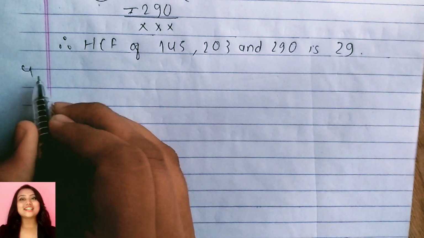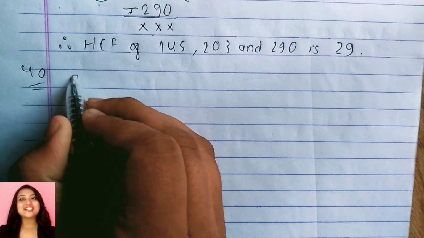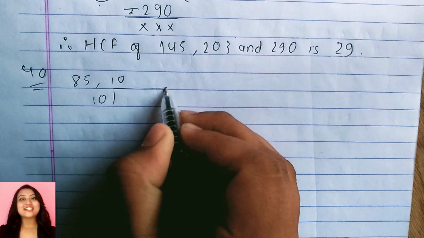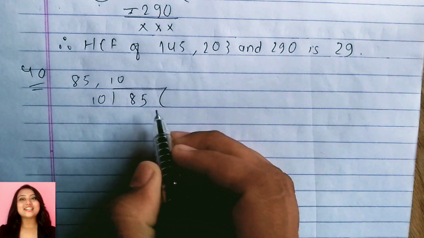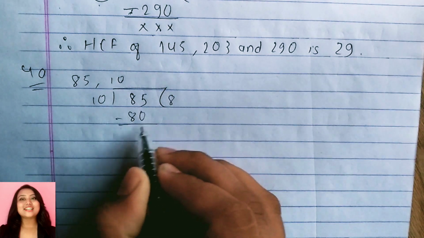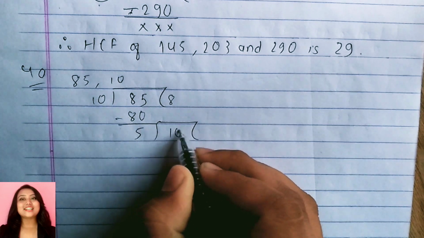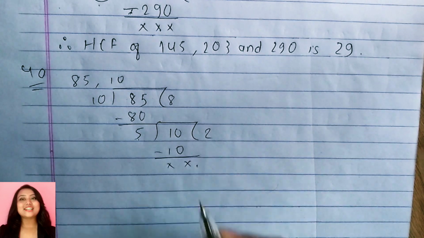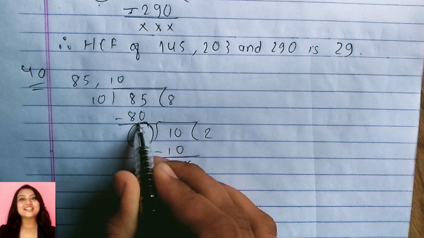So in method number 4a, the two numbers given are 85 and 10. Among these, 10 is the smaller, so let's do it with 85, using method 3. 10 eights are 80, so minus, 5 will be remaining, and again this will divide the first divisor 10. 5 twos are 10, minus, the remainder is 0, hence the last divisor will always be the HCF.